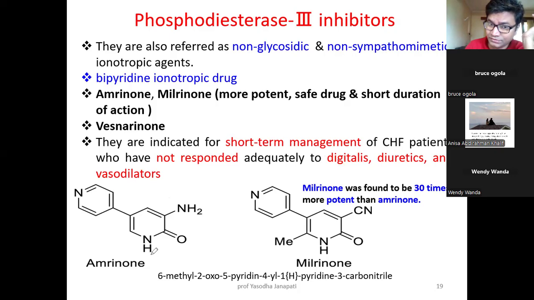So this is amrinone. Amrinone has a bipyridine nucleus. Here you can see there is an amino group in amrinone, whereas milrinone has a cyano group. This cyano group is responsible for more vasodilation and a more potent drug compared to amrinone. Milrinone is a very good drug. It is found to be 30 times more potent than amrinone. So this is about phosphodiesterase inhibitors.